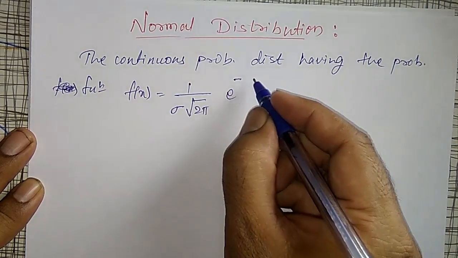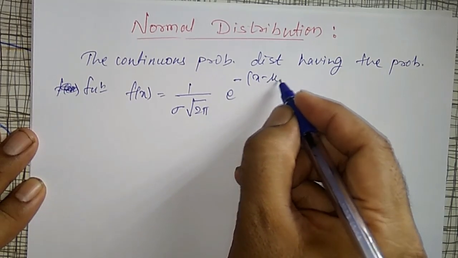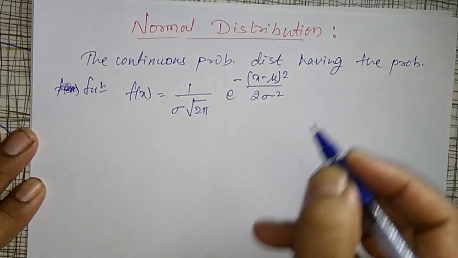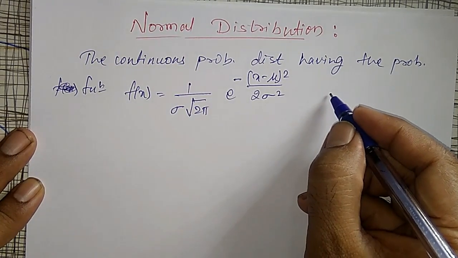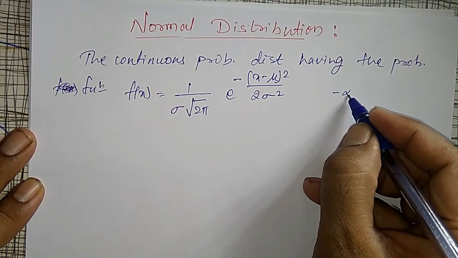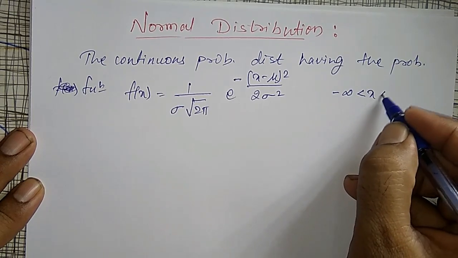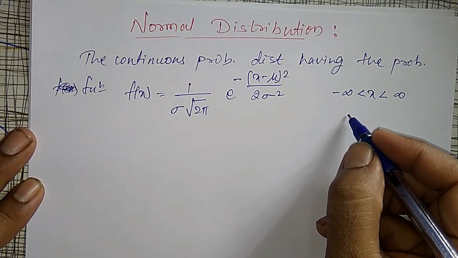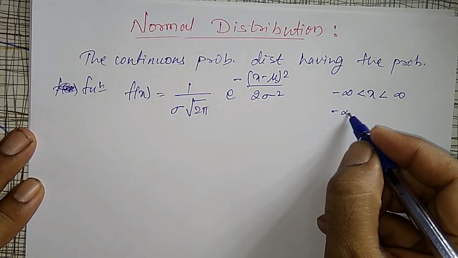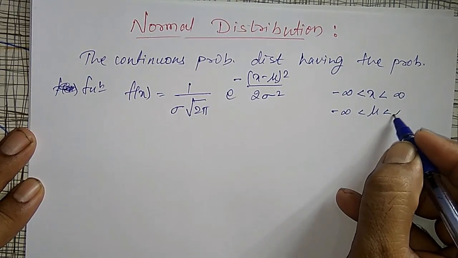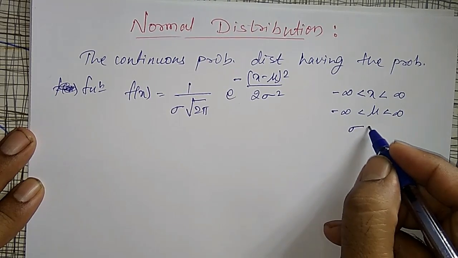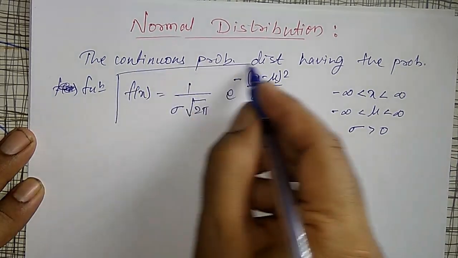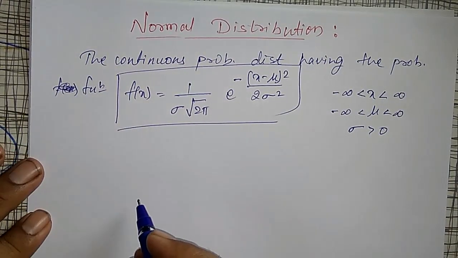to the power minus x minus mu the whole square divided by 2 into sigma square, where minus infinity is less than x less than plus infinity, as well as mu is also lying between minus infinity and plus infinity, and sigma, the standard deviation, is greater than 0. Then this is known as the normal distribution function.